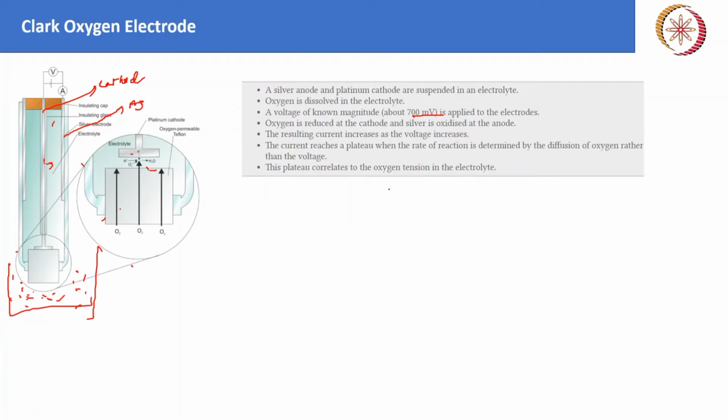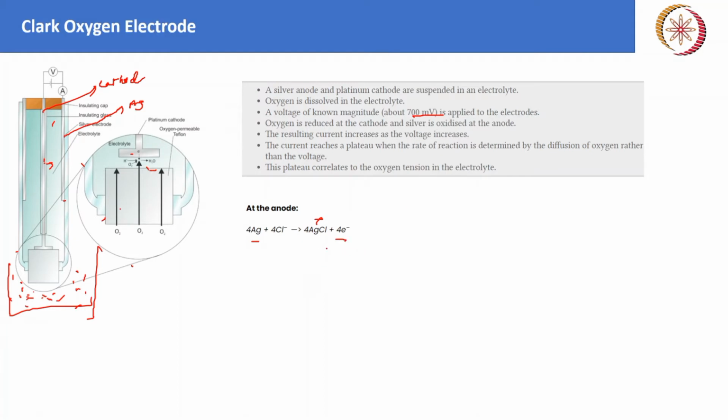So these things are there, and then the question is what is happening on the cathode and what is happening on the anode. Basically the anode is the silver, and it is dipped in the saturated KCl solution. So silver is oxidizing and Ag plus is forming, which reacts with Cl minus and forms AgCl. So this is a 4 electron process, and these 4 electrons can transfer through the outer circuit.